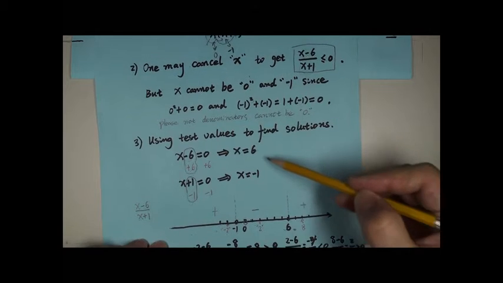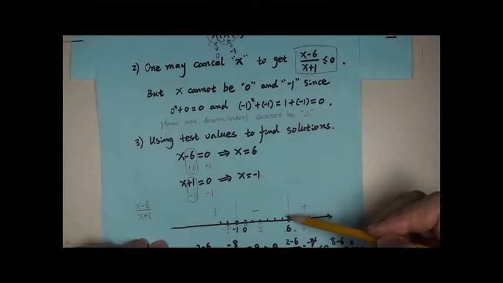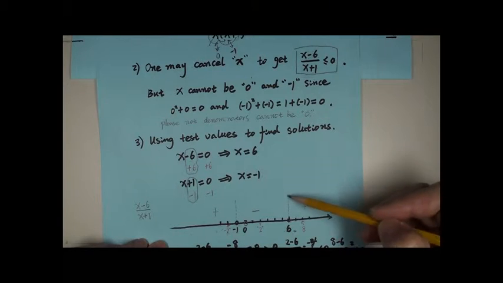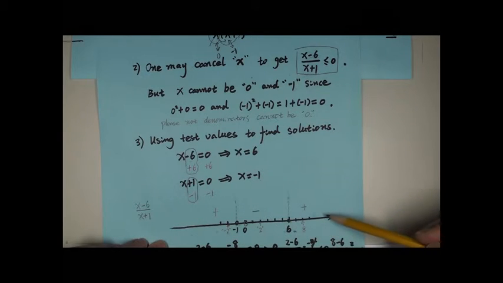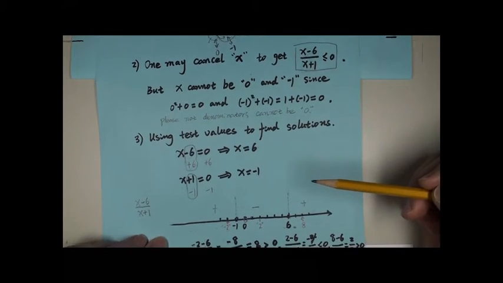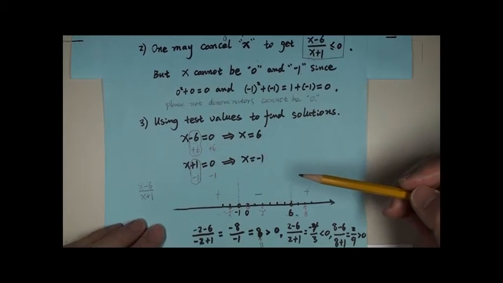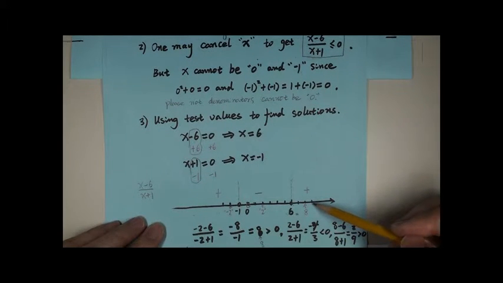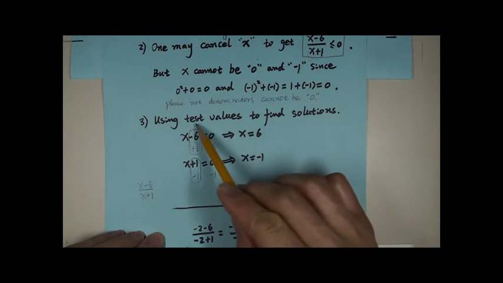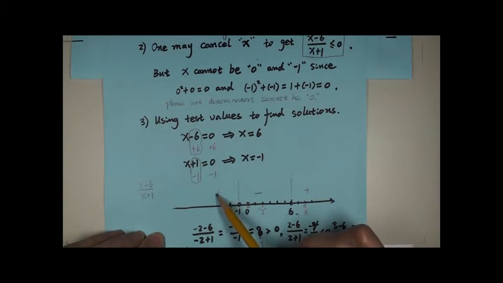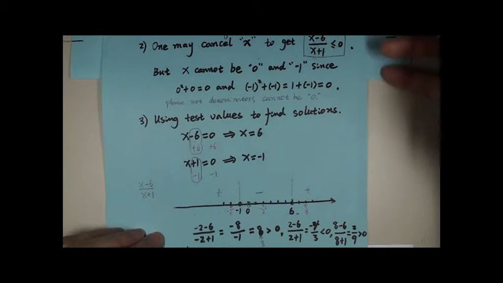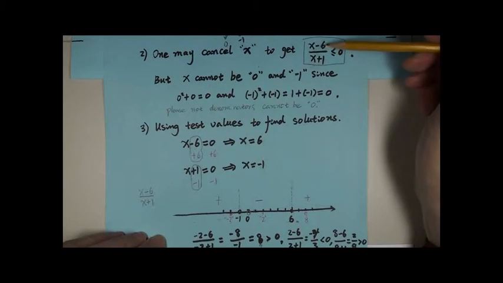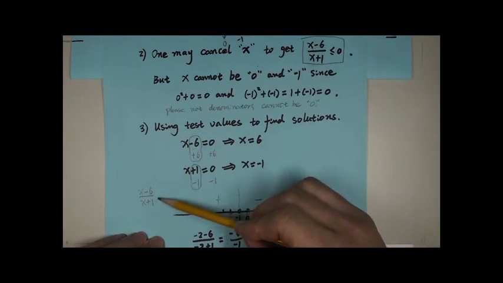Now these 2 points divide the whole real number line into 3 parts. Then you have to choose values in all those 3 different ranges to test, to see which part is positive and which part is negative. How? Look, our expression is x minus 6 over x plus 1.